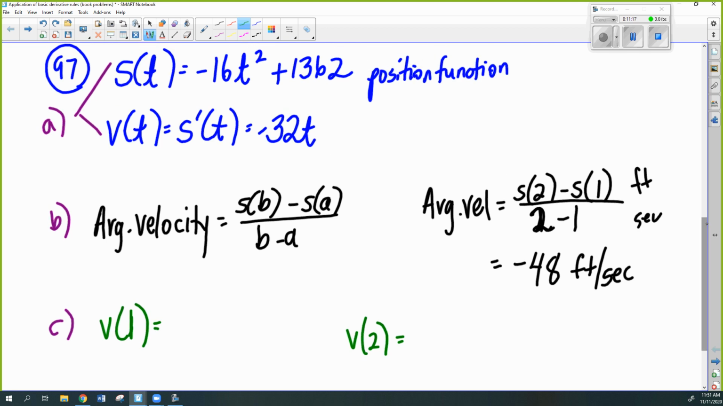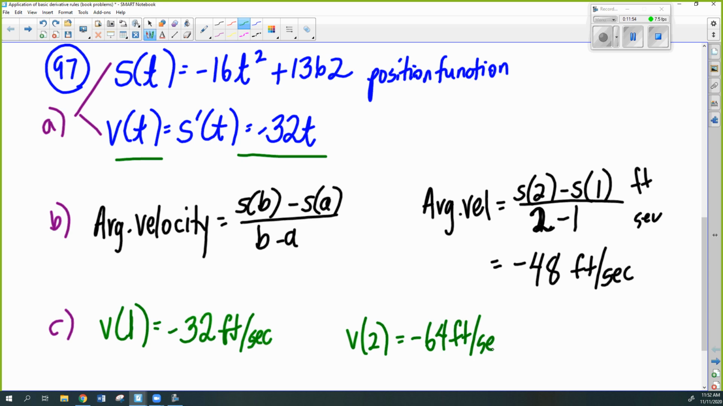You should not need a calculator for this, because we actually knew how to find v of t, right? Didn't we find v of t right here? So if I want v of 1, then I'm literally going to plug 1 into it for t. What do I get? Negative 32. What would the units on that be? Feet per second, because it's a rate of change in the distance over time. And then v of 2 would be negative 64 feet per second. So that was the third question.